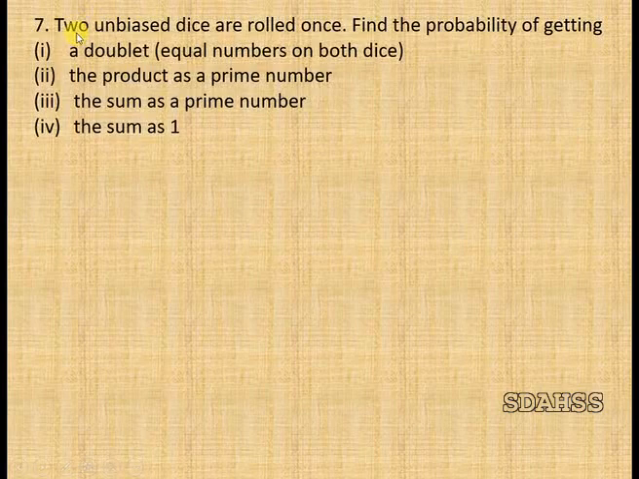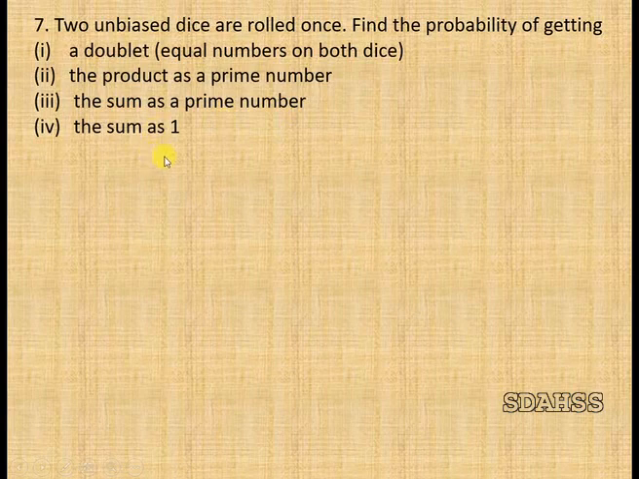Seventh sum. Two unbiased dice are rolled once. Find the probability of getting a doublet, that is, equal numbers on both the dice. Subdivision 2: the product is a prime number. Subdivision 3: the sum is a prime number. Subdivision 4: the sum is 1.